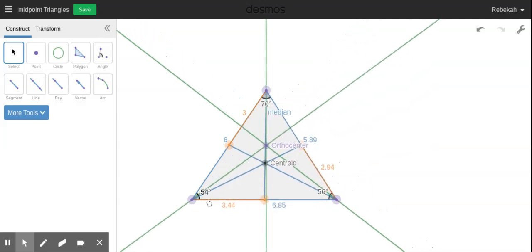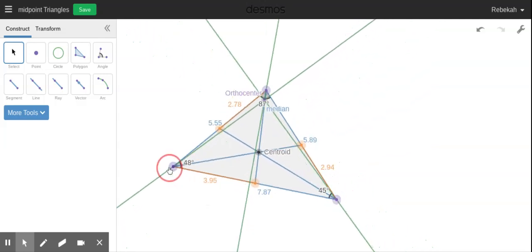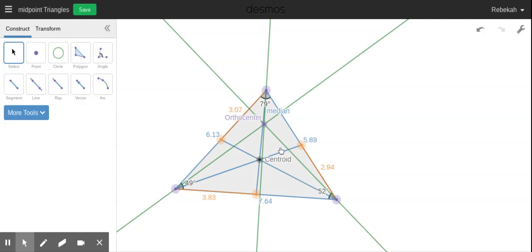And we can move it all over the place. We can move these lines as well just to show that. But the centroid, again, is made up of medians, and the orthocenter is made up of altitudes.